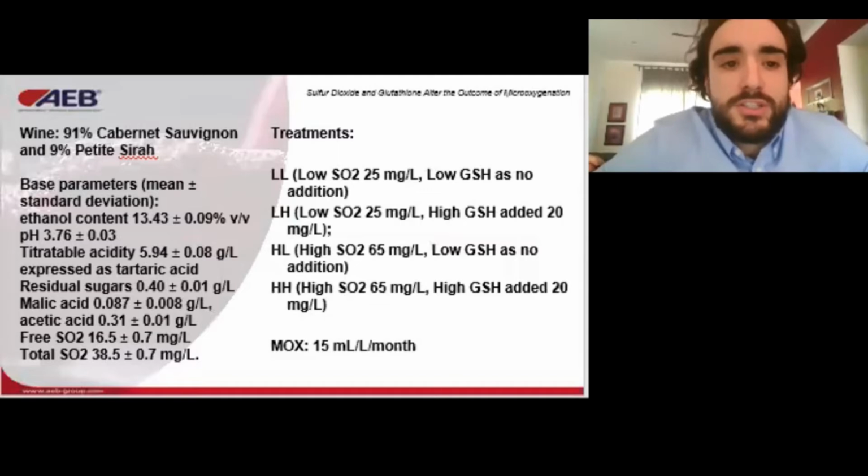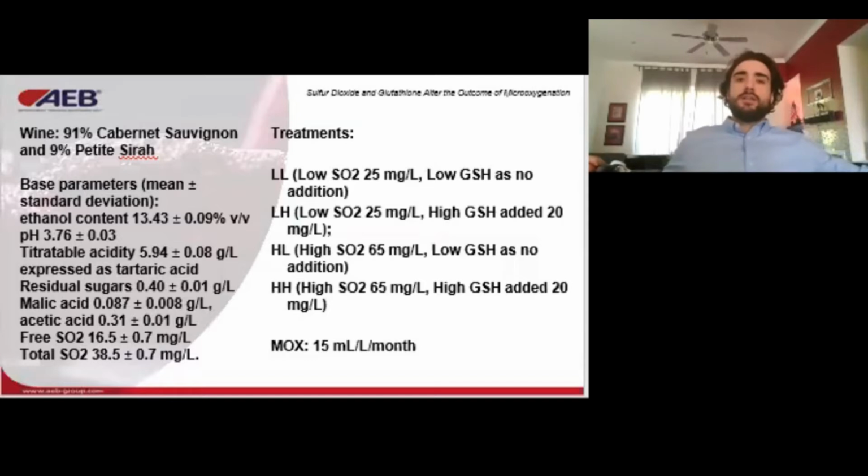The red wine used in the experiment was produced during the 2013 vintage. Before treatment, the wine received an addition of KMS to result in a final concentration of free SO2 of 25 mg per liter for the low addition, or 65 mg per liter for the high addition. The same wines received or did not receive an addition of 20 mg per liter of glutathione. Each wine was then divided into two equal portions. One half of the wine underwent the MOX treatment, the other was considered the control.